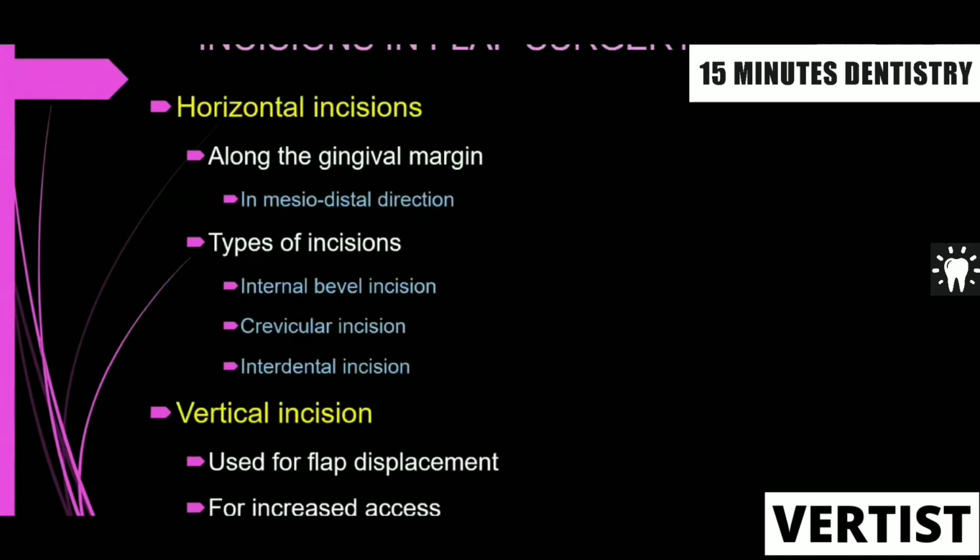So incisions in flap surgery are classified as horizontal and vertical incisions. The horizontal incision is given along the gingival margin in a mesiodistal direction. They are of 3 types: internal bevel, crevicular and interdental incision, whereas vertical incisions are used for the flap displacement and for increased access.